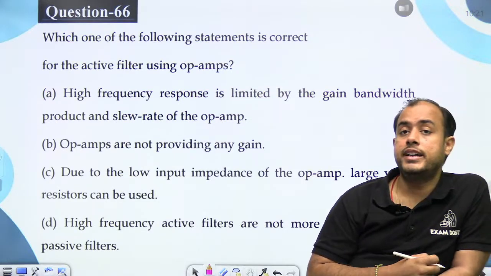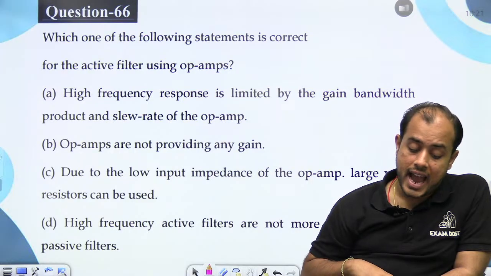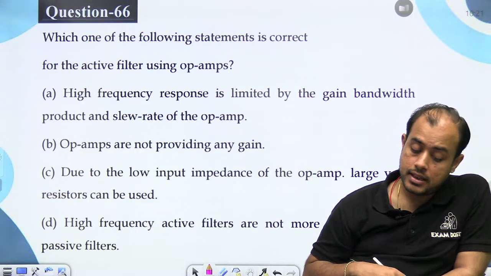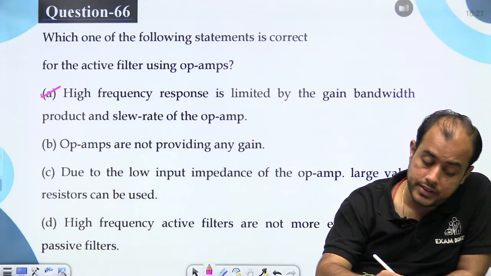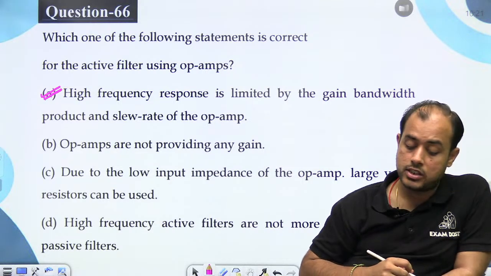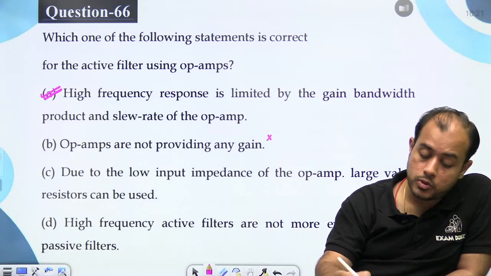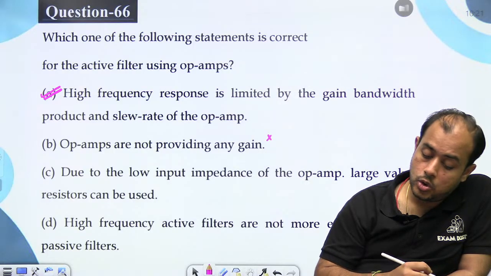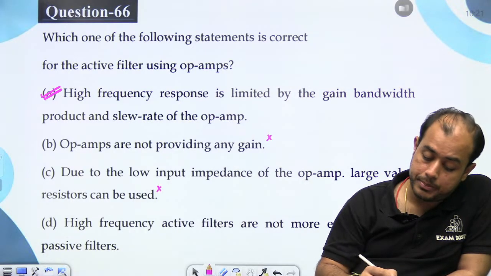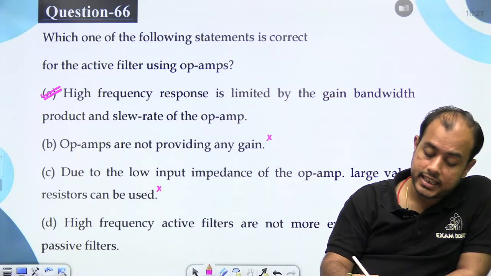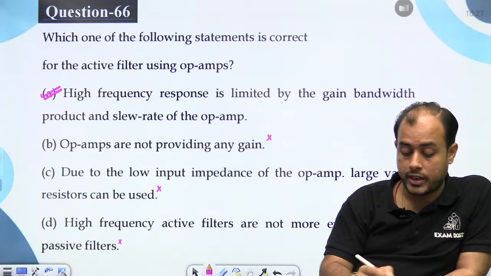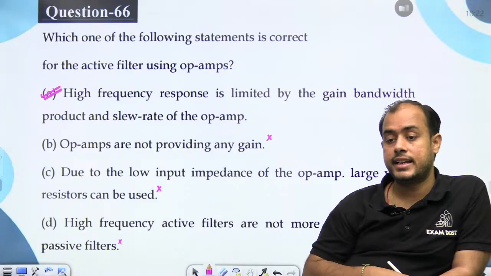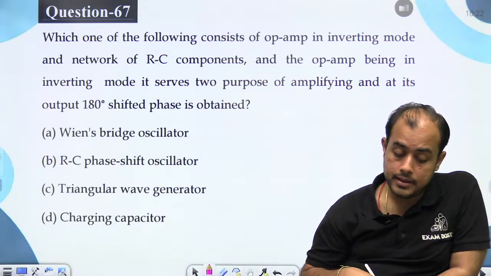ESE 21, which statement is correct for active filter? High frequency is limited by the gain bandwidth product, correct, and slew rate. Op-amp do not provide any gain, wrong. Low input impedance, no. High input impedance. High frequency active filters are not more expensive than low frequency. High frequency वाले ज़्यादा expensive होंगे.